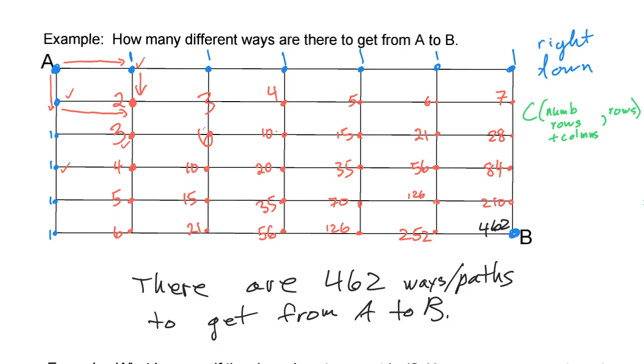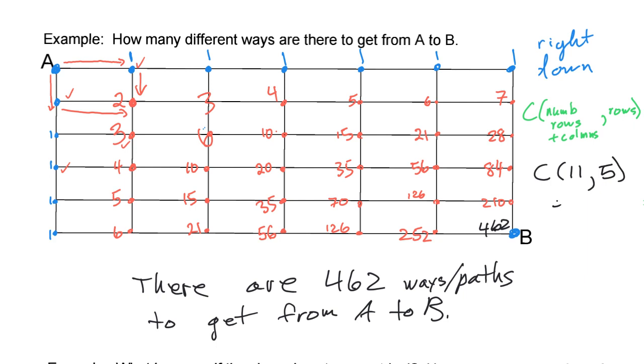So in this case, I want to count the number of rows and columns. So I've got 1, 2, 3, 4, 5, 6, 7, 8, 9, 10, 11. So my answer is C of 11, comma, and the number of rows. Count the number of rows. 1, 2, 3, 4, 5.